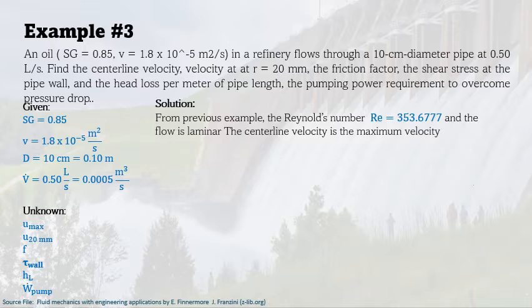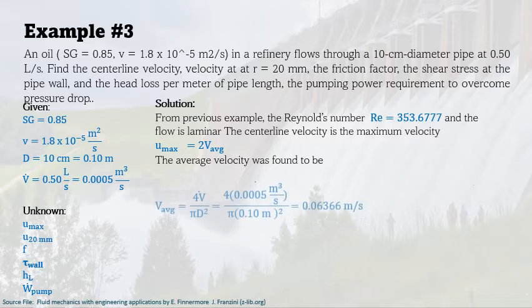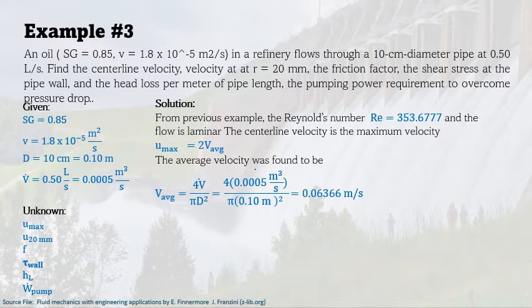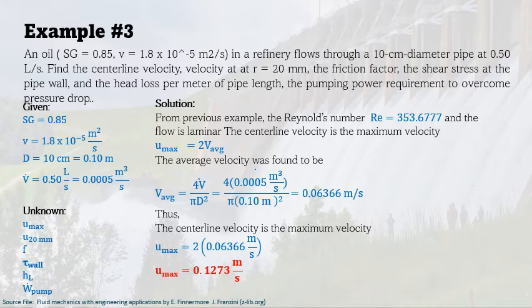From the previous example, the Reynolds number is already computed and the flow is already identified to be laminar. So we can use the equations that we have for laminar flow as discussed in the previous slide. The centerline velocity is the maximum velocity for a laminar flow. The average velocity was already found in the previous example to be 0.0366 meter per second, by substituting the volume flow rate and the diameter into the equation for the average velocity. So we can get the maximum velocity, or centerline velocity, and that is equal to 0.1273 meter per second. If you want to know the maximum velocity of the fluid in the pipe, you can get that using the same step if it is a laminar flow. So the centerline velocity is again 0.1273 meter per second.